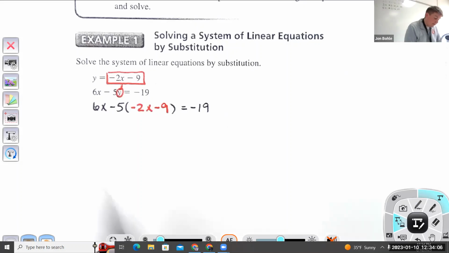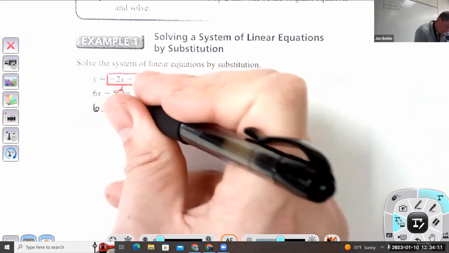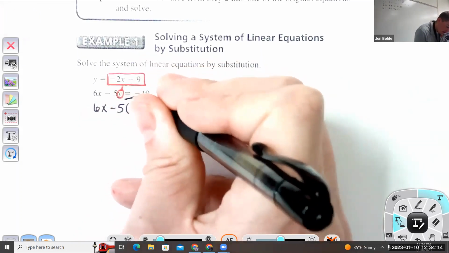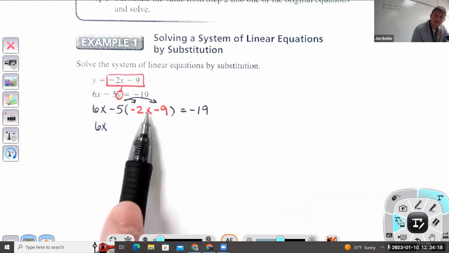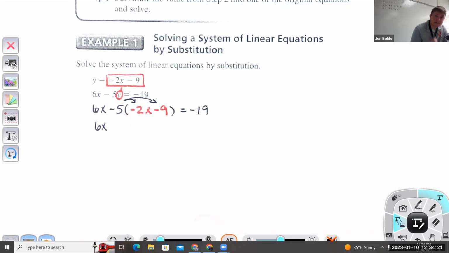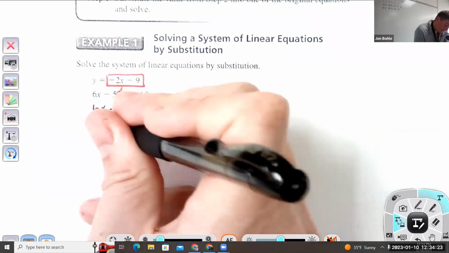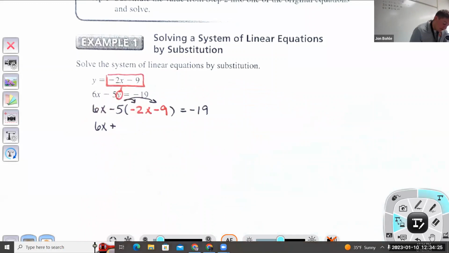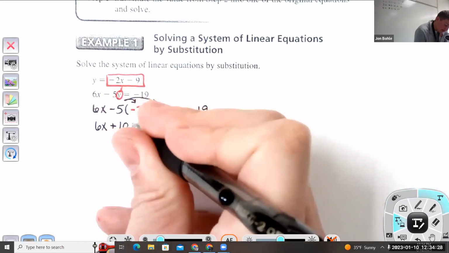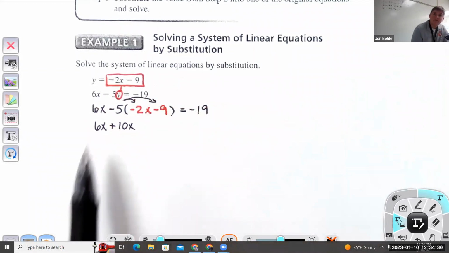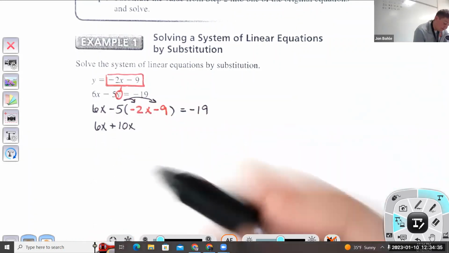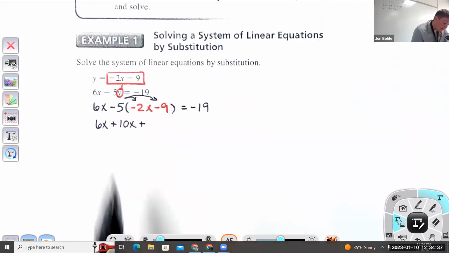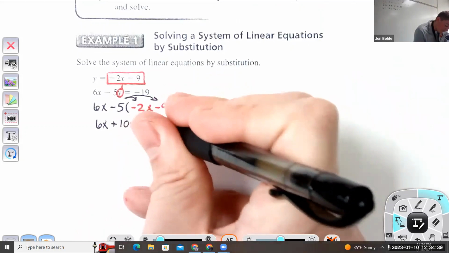Okay. So I have a number next to a set of parentheses. What do I do? Multiply, which is the distributive property. Negative 5 times negative 2x. Negative times a negative is a positive. 5 times 2 is 10, so this is 10x. Now I have to do the same thing here. Negative 5 times negative 9. Negative times negative is a positive. 5 times 9 is 45.